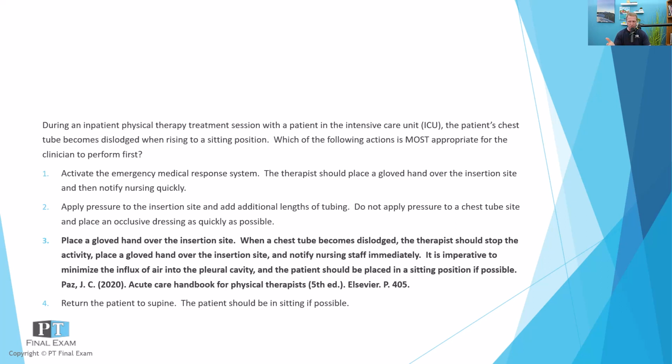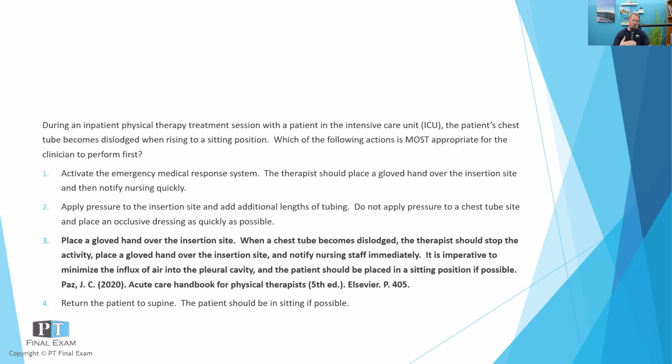And then adding additional lengths of tubing would not be particularly relevant. You would do so only if the length of tubing was insufficient for the activity you were performing. But if it had become dislodged, then you're going to want to have the nursing staff replace that as quickly as possible rather than do any type of additional tubing lengths. And then the other option, return the patient to supine. Rather, you'd want the patient to remain in a sitting position.